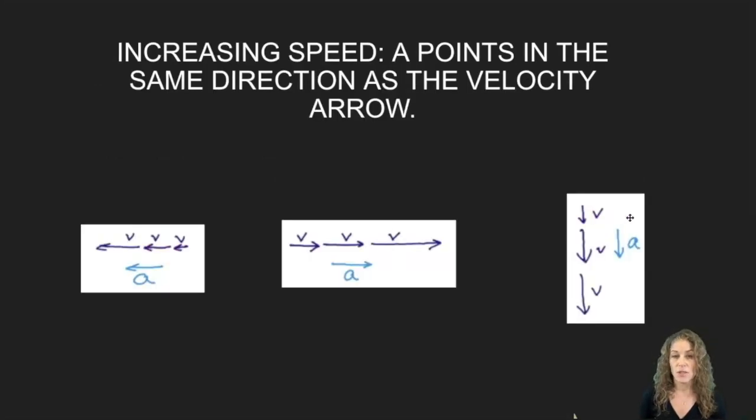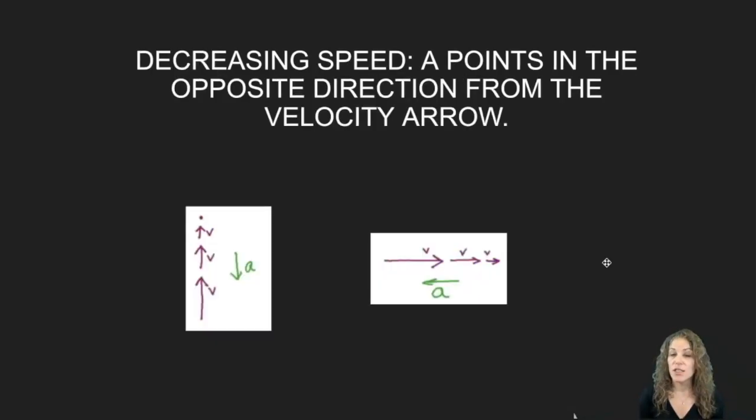If you're increasing speed, acceleration points in the same direction as the velocity arrows. So if you're moving to the left, velocity is to the left and acceleration is to the left. Moving to the right, velocity is to the right, acceleration is to the right. Down, down. Decreasing speed, acceleration points opposite from velocity. So if velocity is up, acceleration is down. If velocity is to the right, acceleration is to the left. That's decreasing speed. It's very easy to predict.